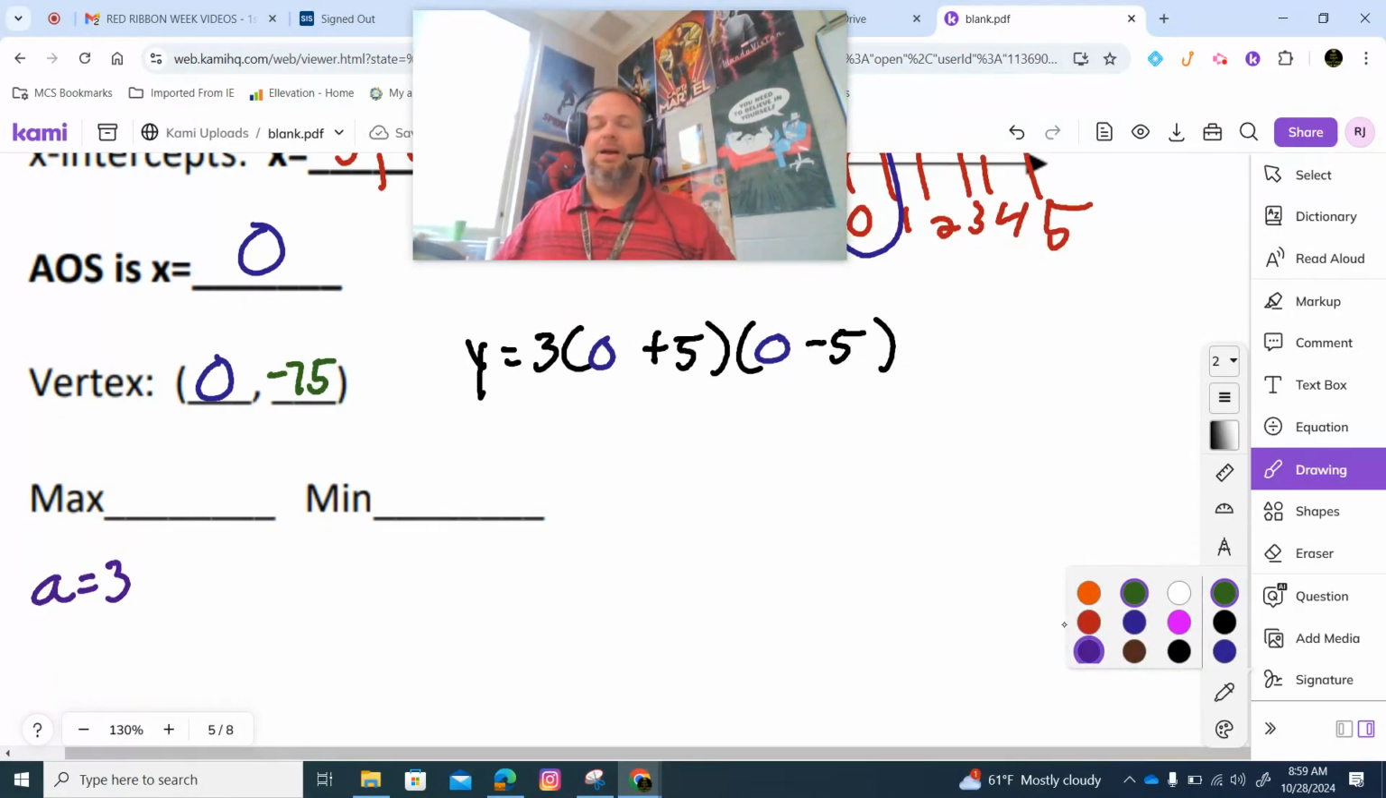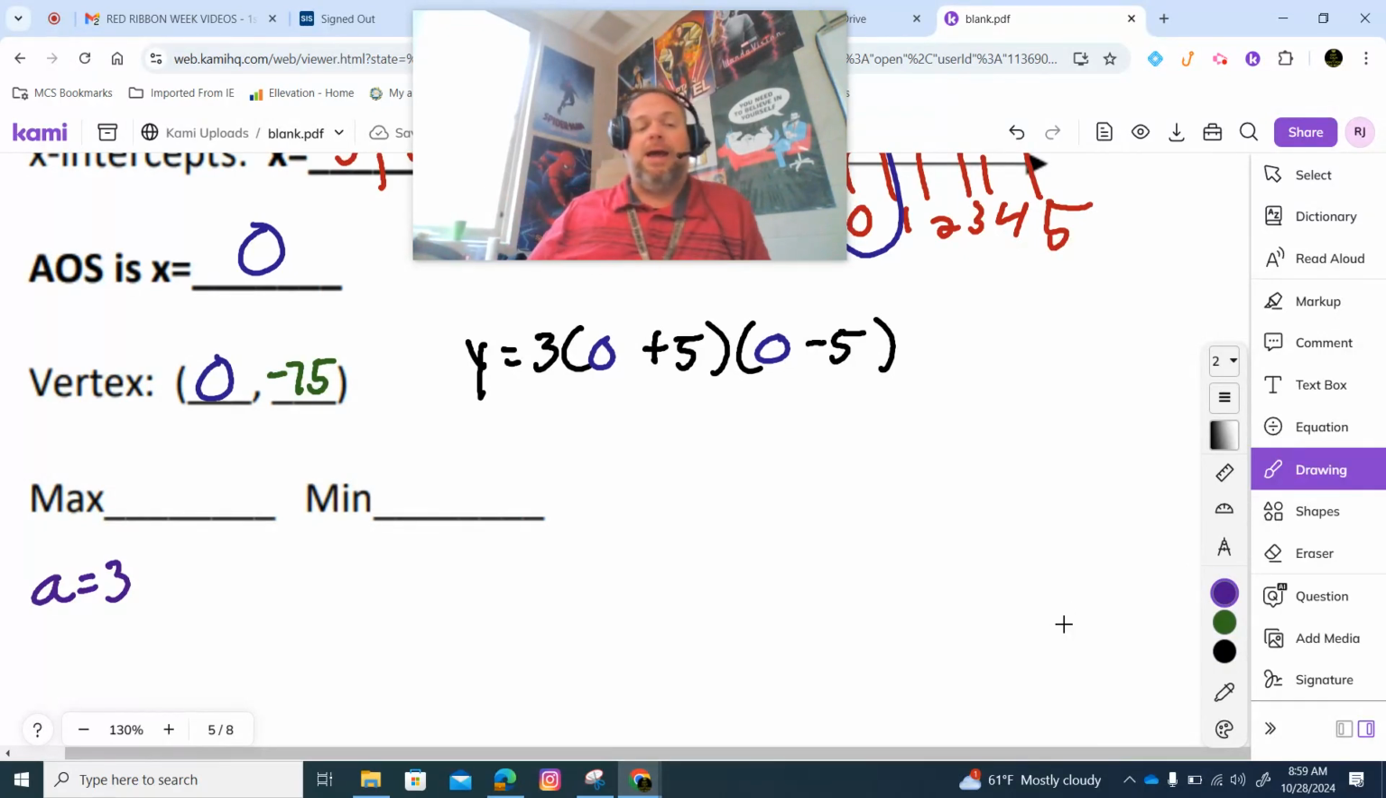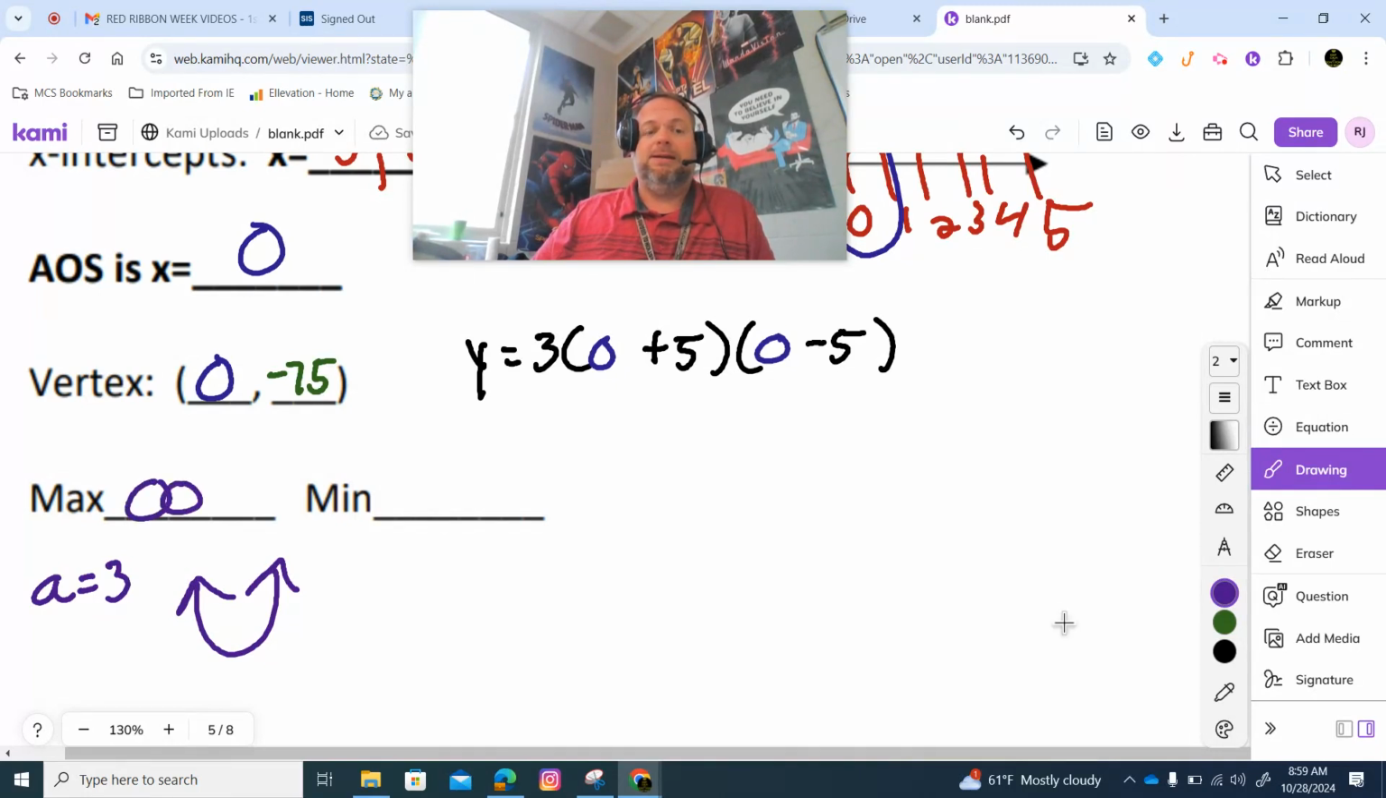All right. So let's remember way back when we wrote our A all the way down here to remember. So is this A positive or negative? Positive. So it opens like this. That means our max is infinity. Our minimum is our vertex.